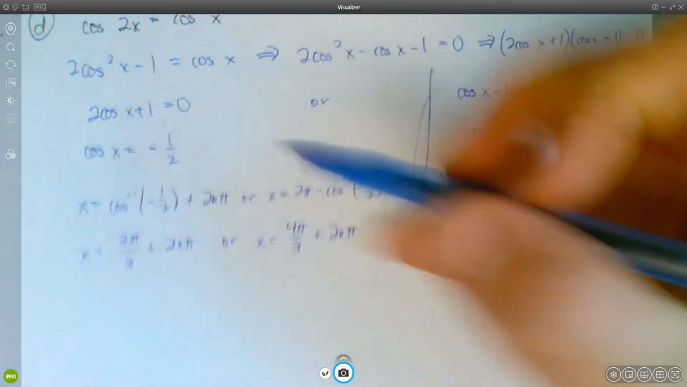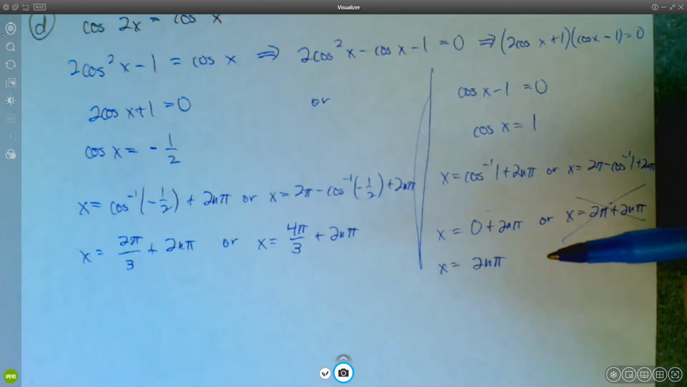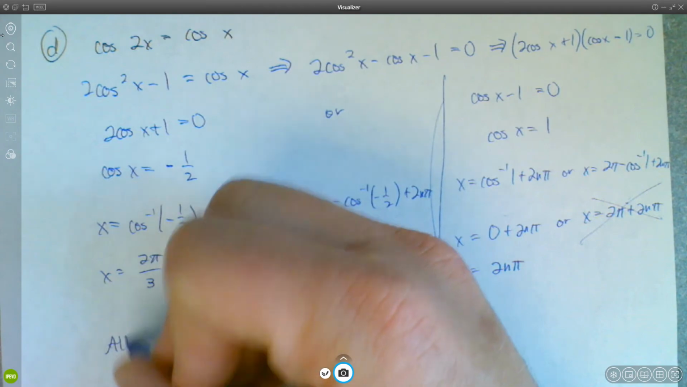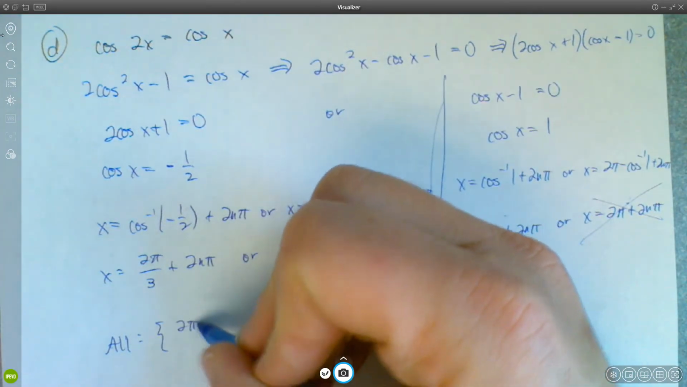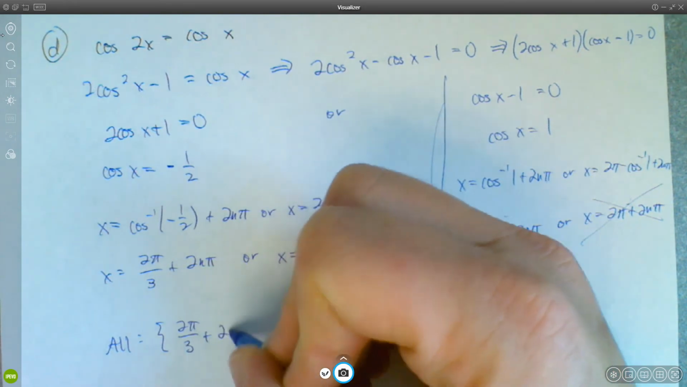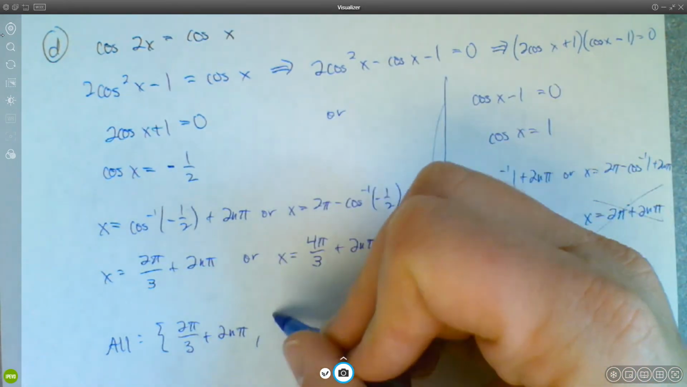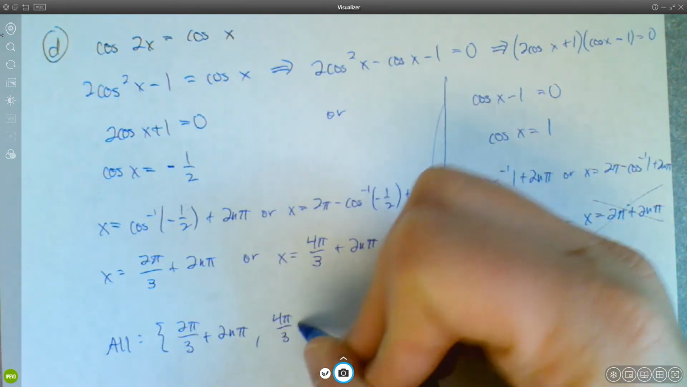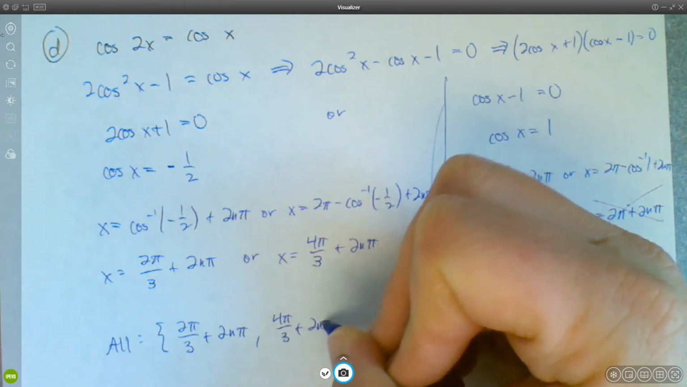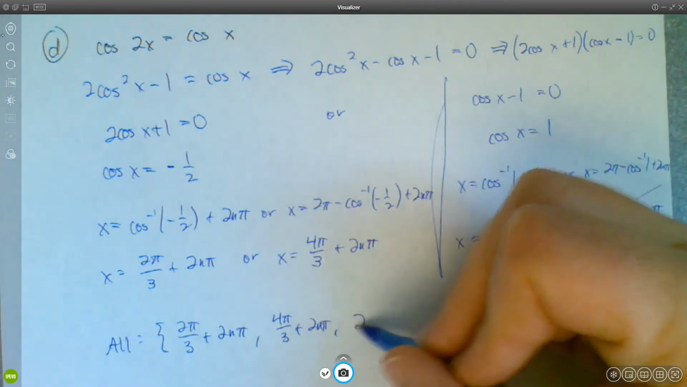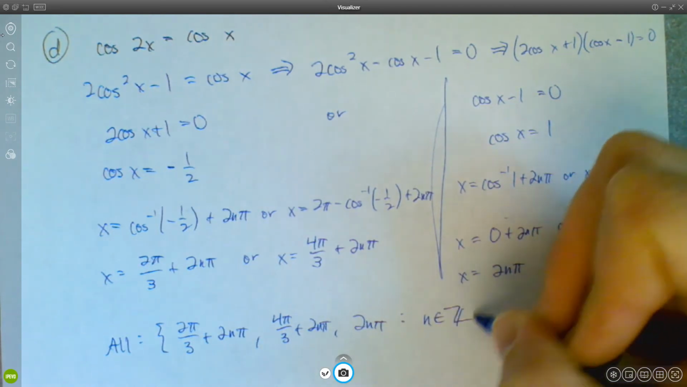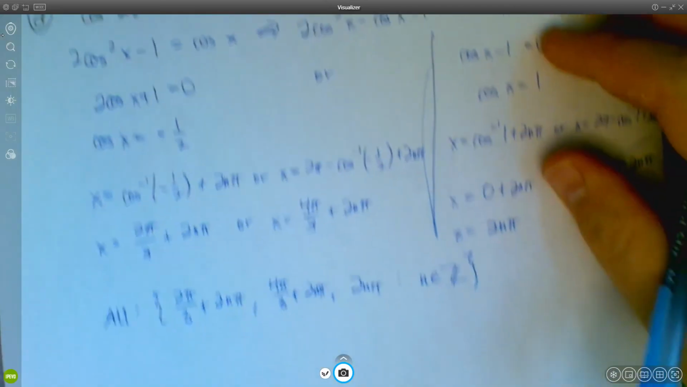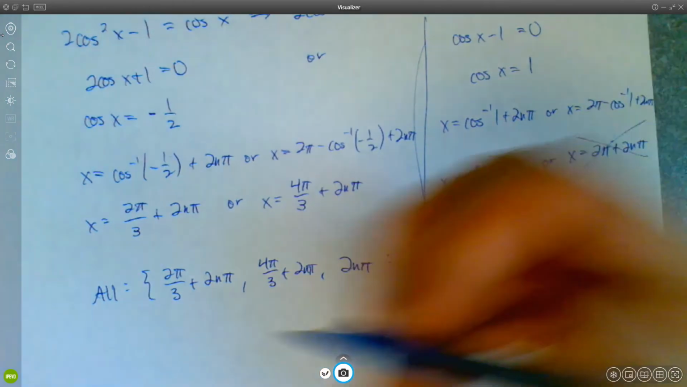So really you have these three possibilities. If you're listing all of your solutions, we would say they would be solutions of the form 2 pi over 3 plus 2n pi, 4 pi over 3 plus 2n pi, and then just 2n pi, where n is any integer, right? Negative or positive whole number.